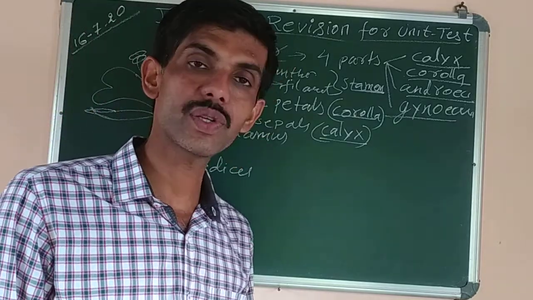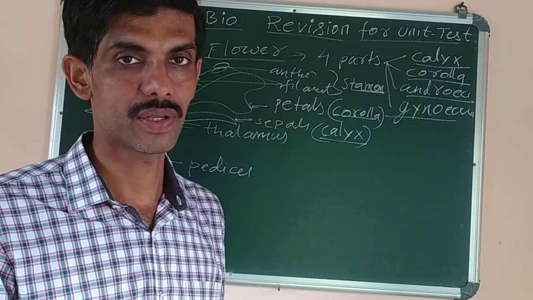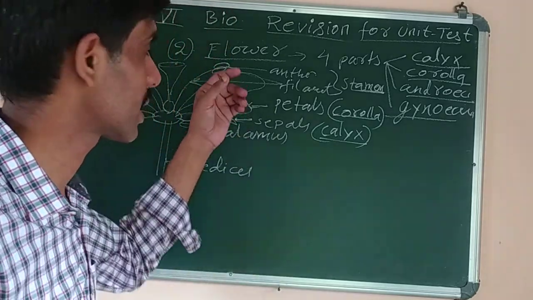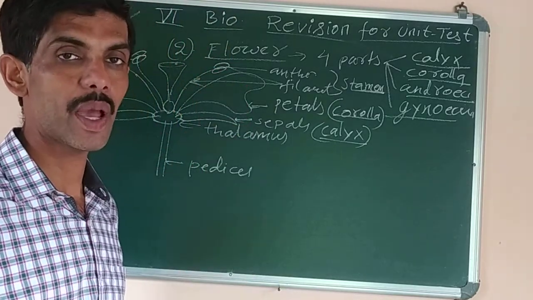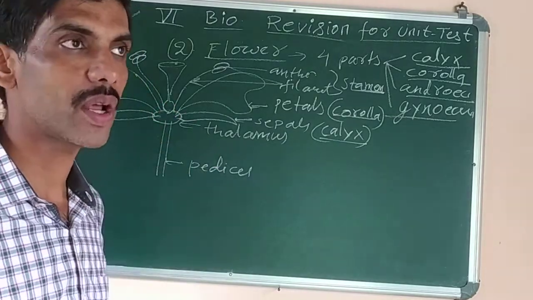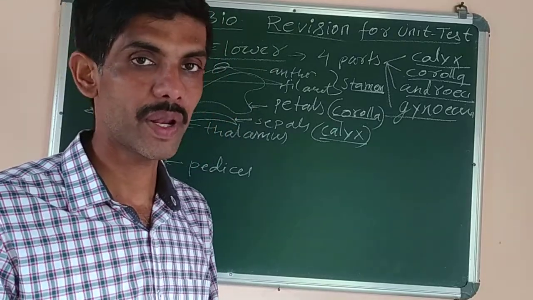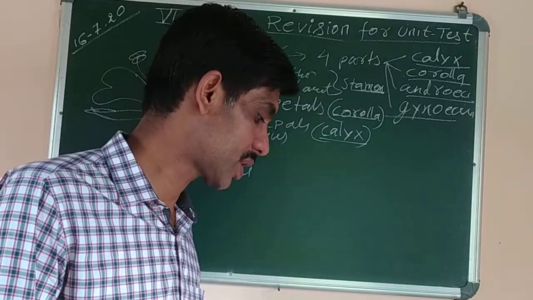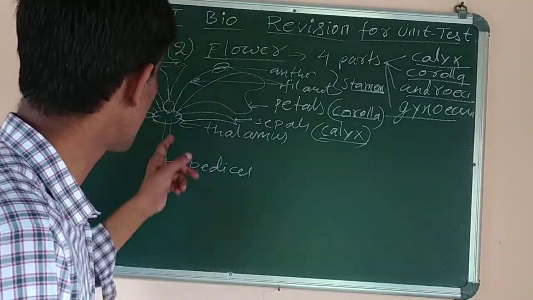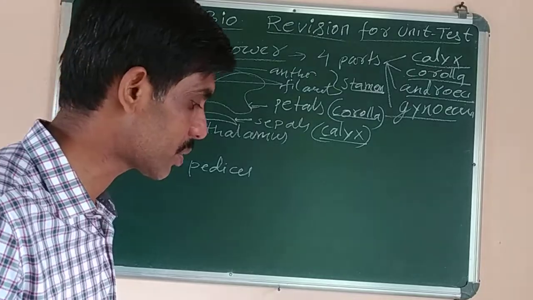Then what is fertilization? The fusion of male and female gametes is called fertilization. The pollen contains the male gamete, and the female gamete, the egg, is present inside the ovary. So the fusion of the male gamete with the egg is called fertilization. After fertilization, the ovary of the flower changes into fruit and the ovules develop into seeds.